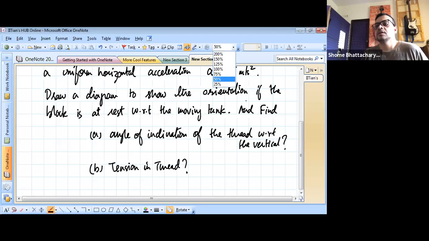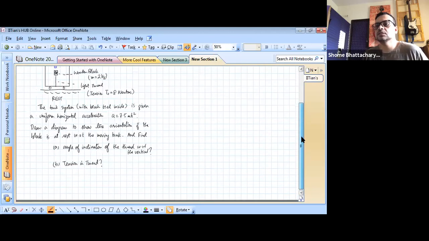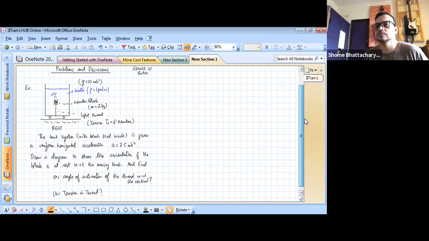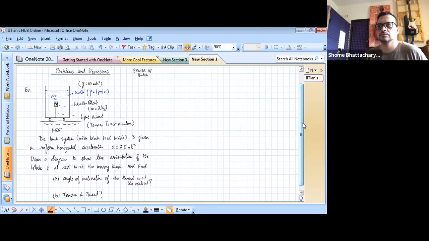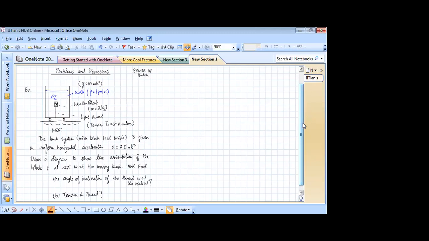So just try out this question. We'll start with this. So this is going to be about your application of non-inertial frames, pseudo forces, buoyancy, free body diagram, all these kind of concepts.